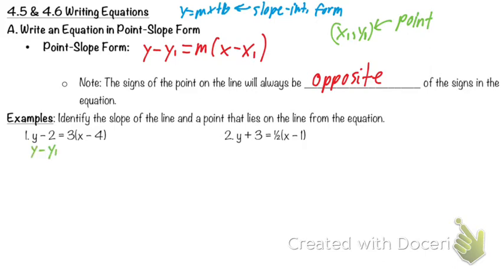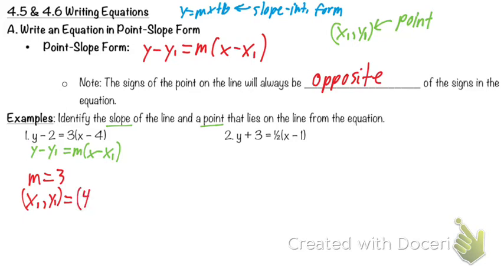Y minus y1 is equal to m times x minus x1. This is our point-slope form. So here we should be able to say, what is the m, the slope? For identifying the slope and a point that lies on it, we should be able to say, the slope of this line is, what do we think? 3, because it's in the m spot. Now, what's a point on the line? Well, what's in the x1, comma y1 spot? It is a 4, but I actually wouldn't say it's a negative 4. I'd say it's actually a positive 4.